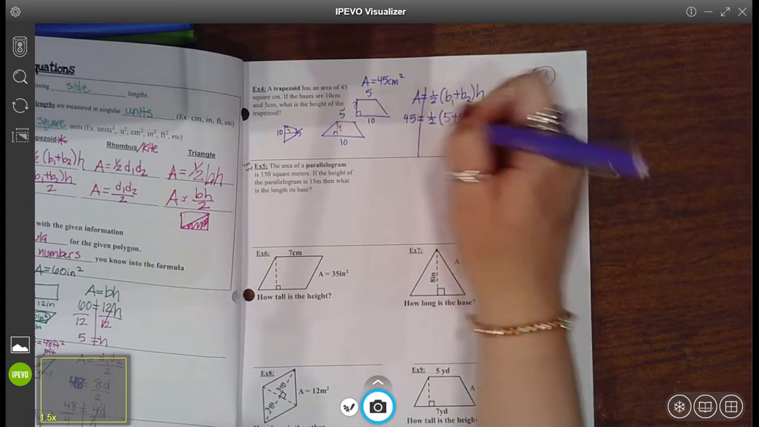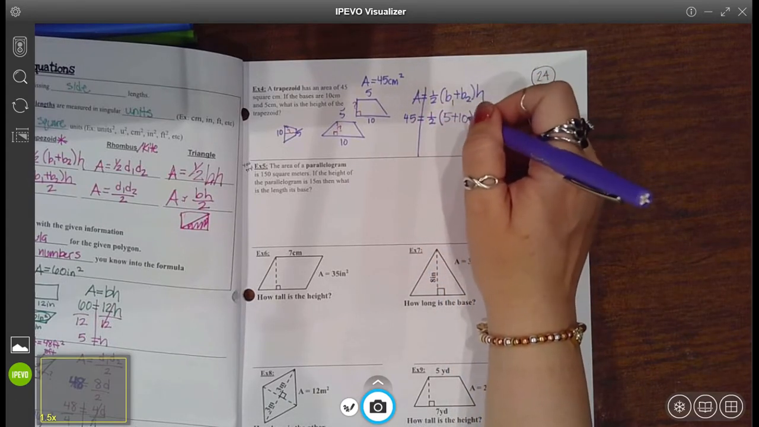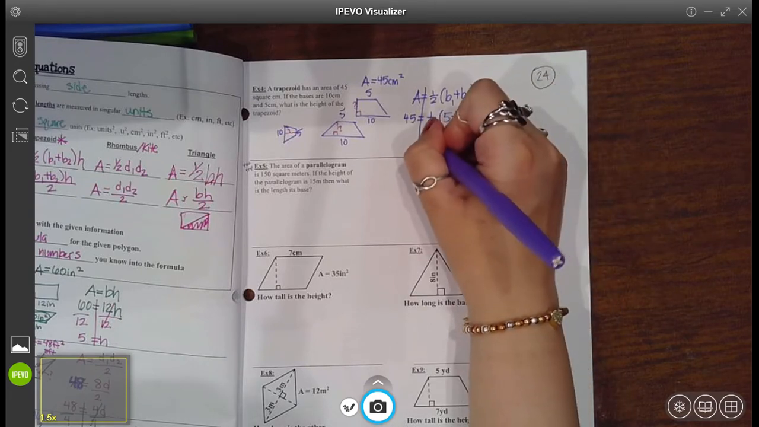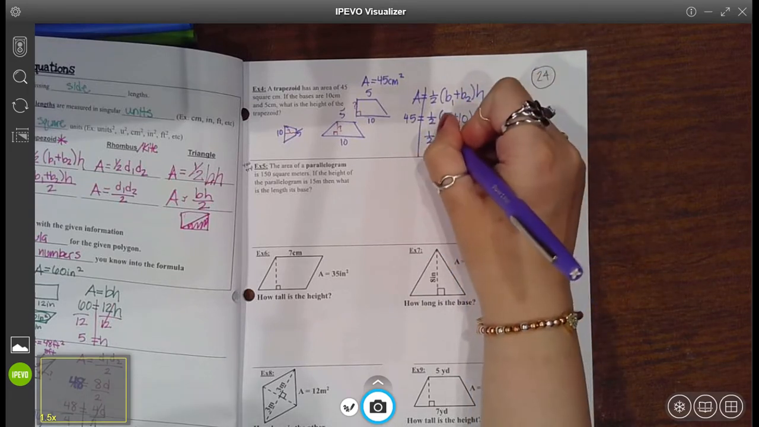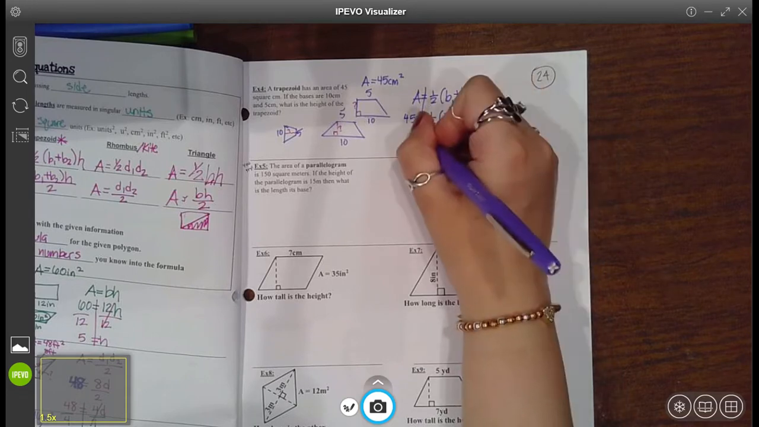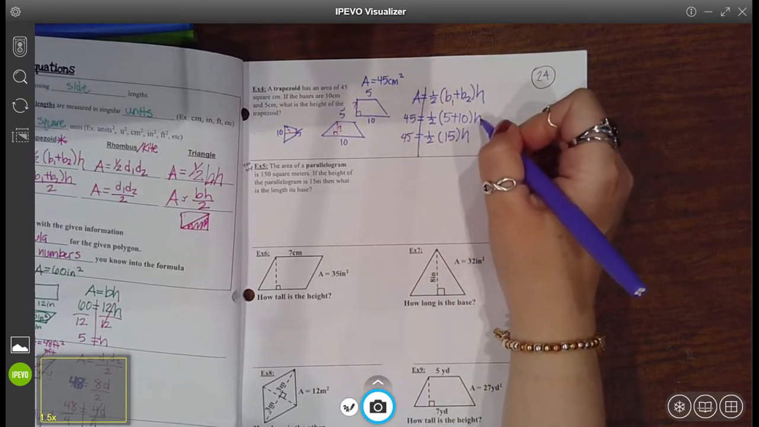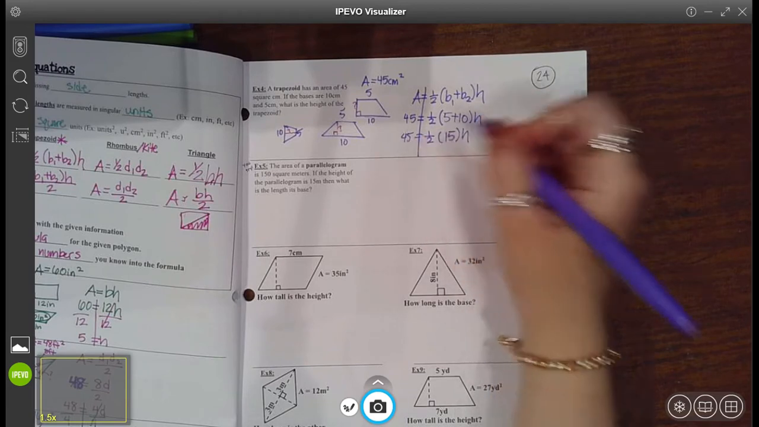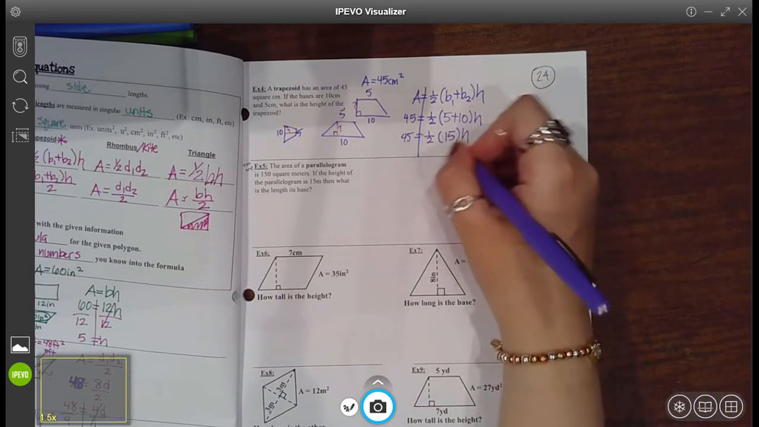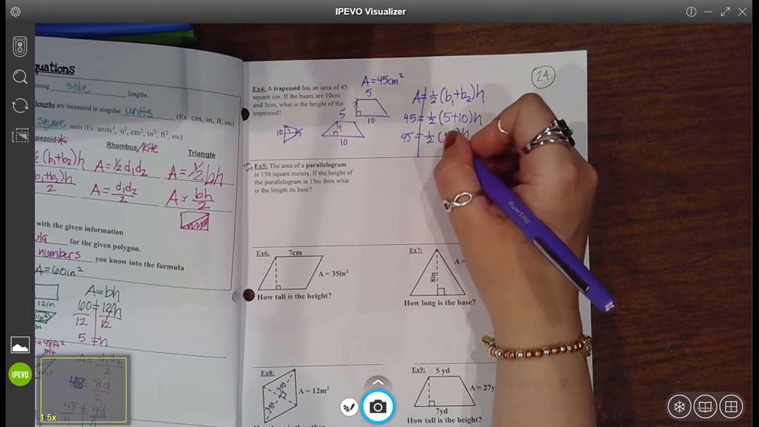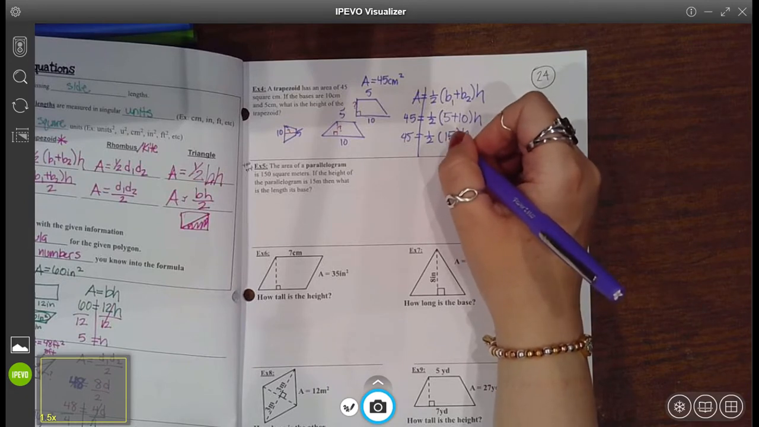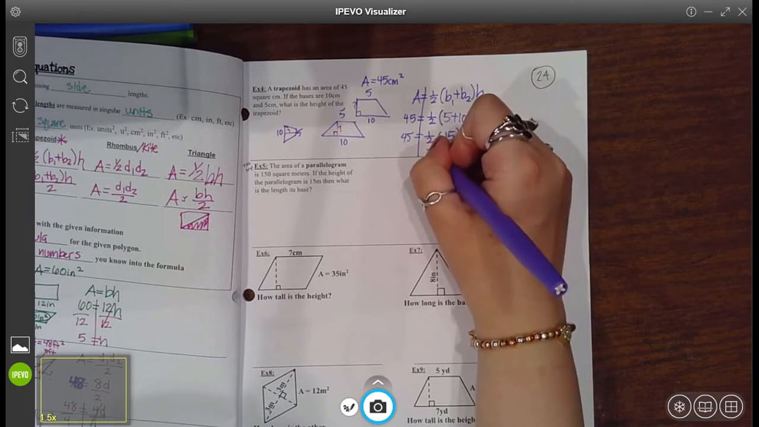On this side of the equation, you need to simplify things first. So inside the parentheses, what's 5 plus 10? 15. Okay, and then I bring everything else down. I just simplified the parentheses and then brought down my h. My 1/2 times 15 times h equals 45. I can still simplify this side because I can do half of 15. What's half of 15? That's 7.5.